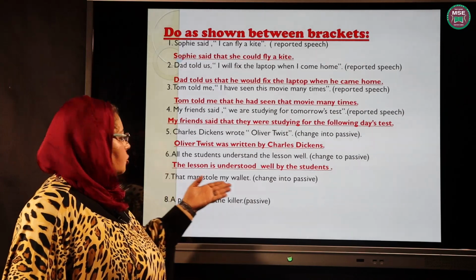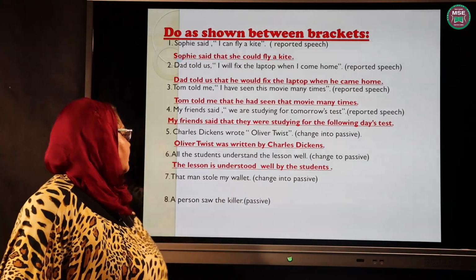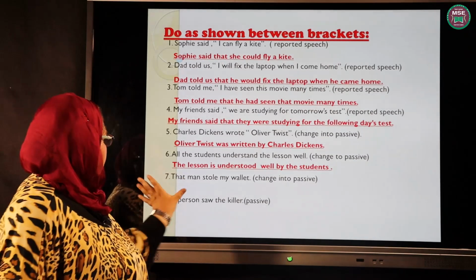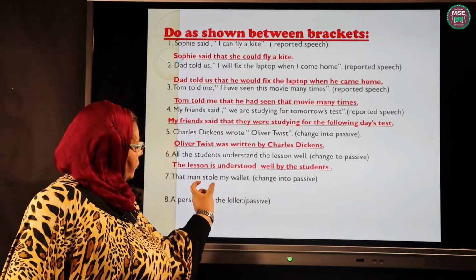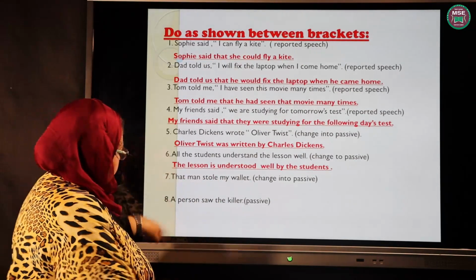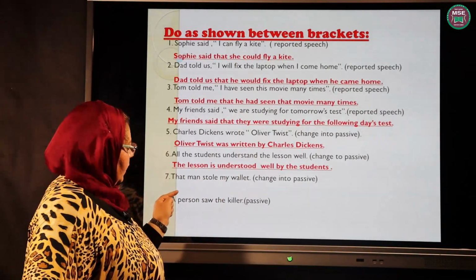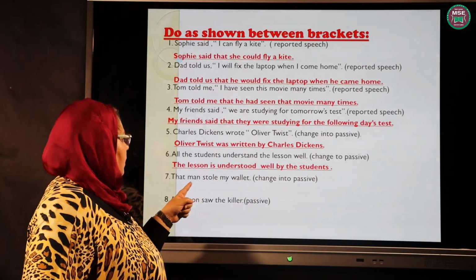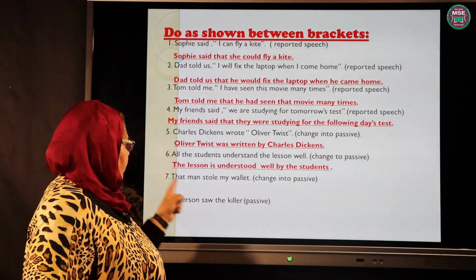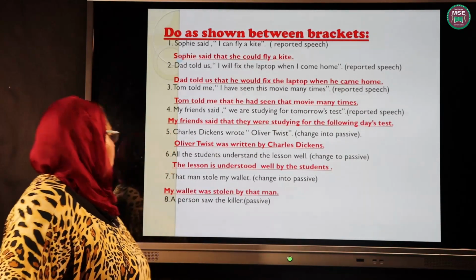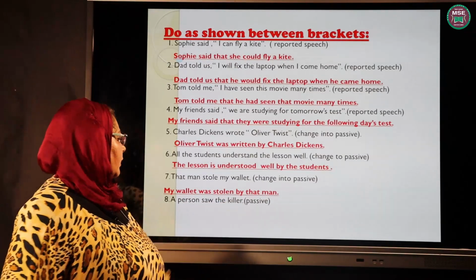That man stole my wallet. Change into passive. Subject, verb, object. My wallet, verb to be in the past, was stolen, past participle, by that man. My wallet was stolen by that man.